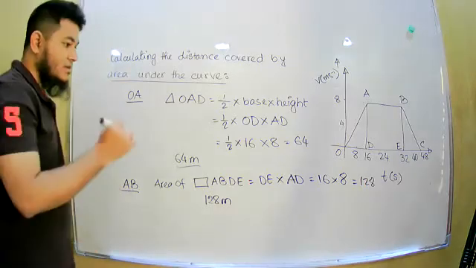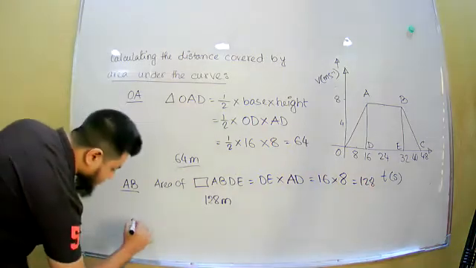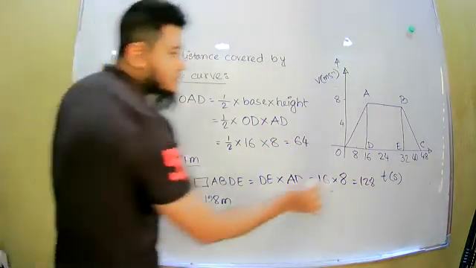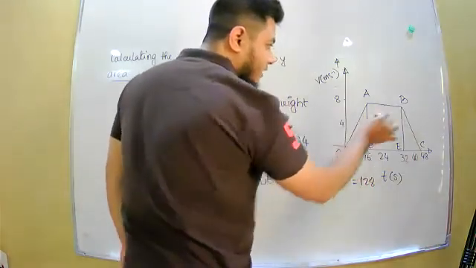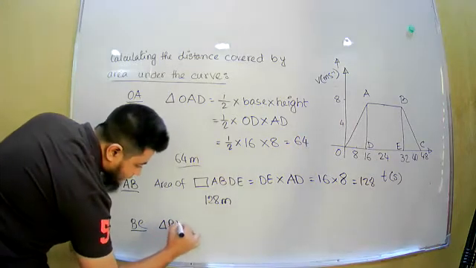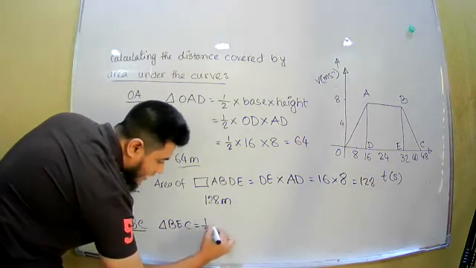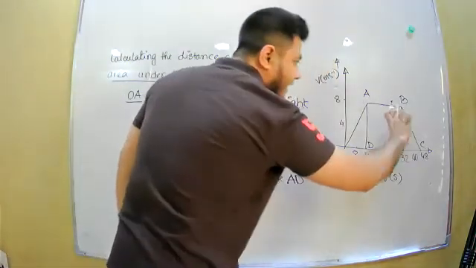Okay. Then let us say we want to calculate the distance for BC part. So this BC part has an area triangle shape, right? BEC. Triangle BEC is equal to half into again base into height. Base is EC and height is BE.